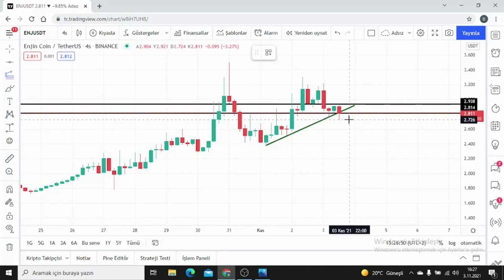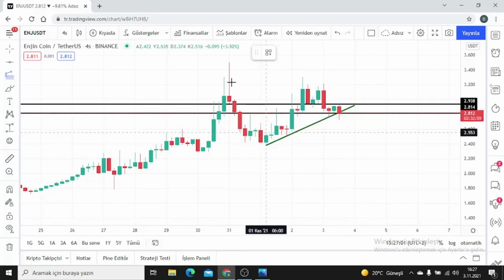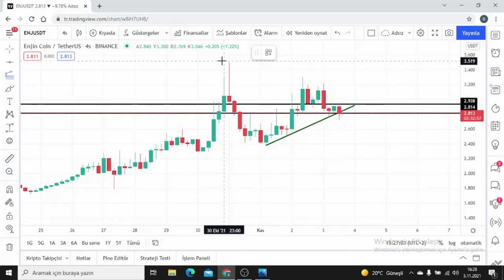If the bottom was here and the price was above that, yes, I would use the bottom right here. So from here I would draw from the bottom, I would include the top. I would draw from the top to the bottom again.